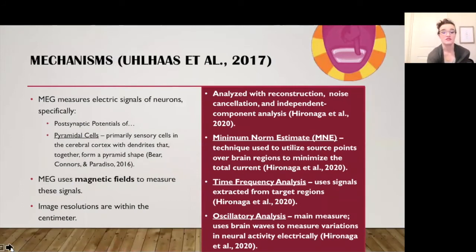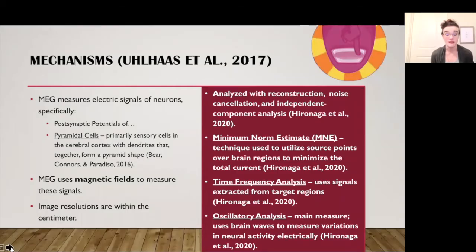It measures electric signals of neurons, specifically the postsynaptic potentials of neurons after the fire of pyramidal cells. These are primarily sensory cells that are mostly in the cerebral cortex, and they have receiving branches called dendrites that together form a pyramid shape. Kind of like the cheerleader pyramids in 90s movies. So MEG uses magnetic fields to measure these signals, and image resolutions are within the centimeter.